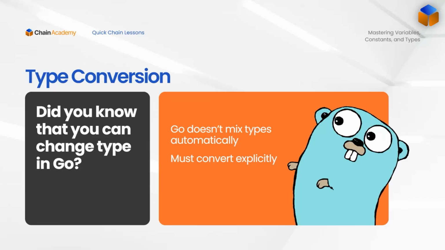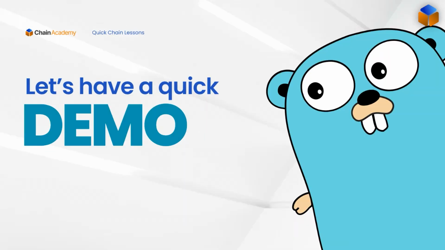Now, for the next one, did you know that in Go, you can change a variable's type? For example, you might have a number stored as an integer, but you want to use it as a float. Can Go handle that automatically? The short answer is no, because Go does not mix types by itself. If you try to add an integer and a float directly, Go will throw an error. Instead, you must explicitly convert one type to another. This keeps your program safe and avoids accidental mistakes. So let's have a quick demo in order for you to see the whole scenario.